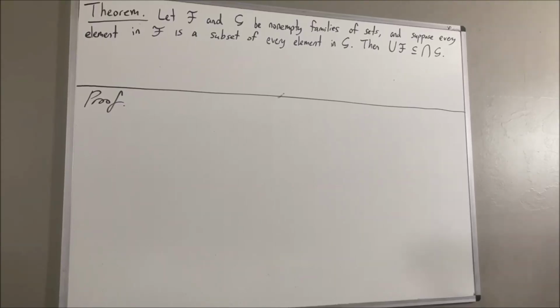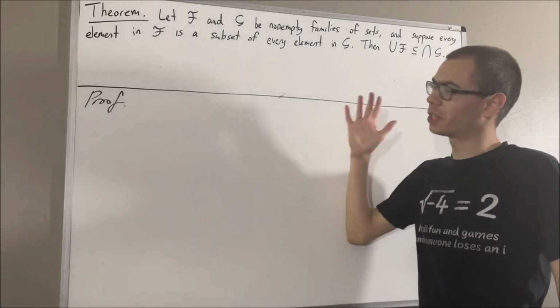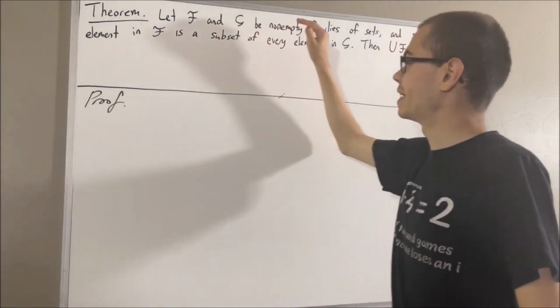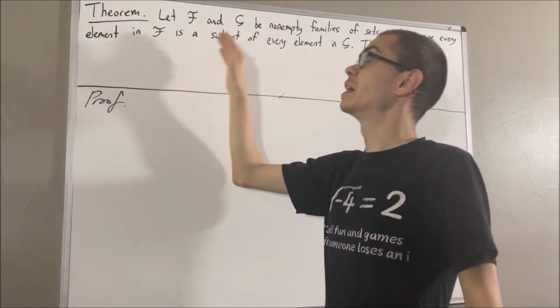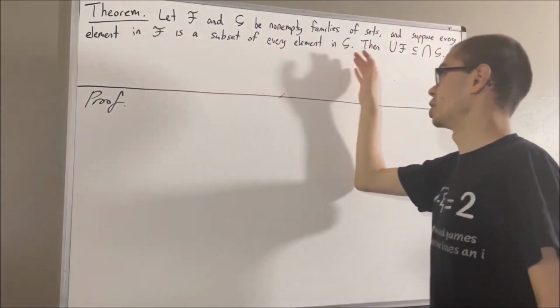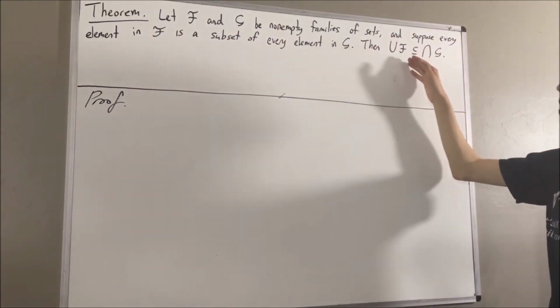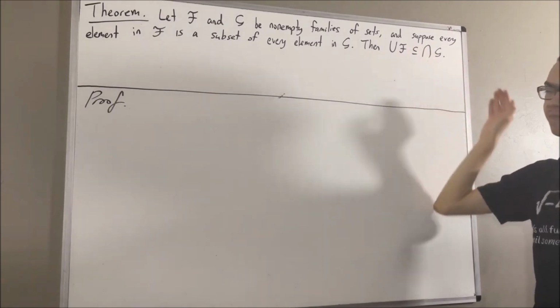Hello! In this video, we are going to prove the following theorem. Let F and G be non-empty families of sets, and suppose every element in F is a subset of every element in G. Then the union of F is a subset of the intersection of G.